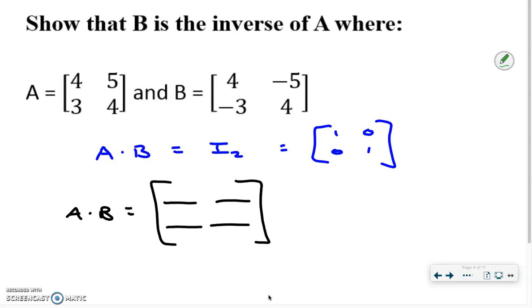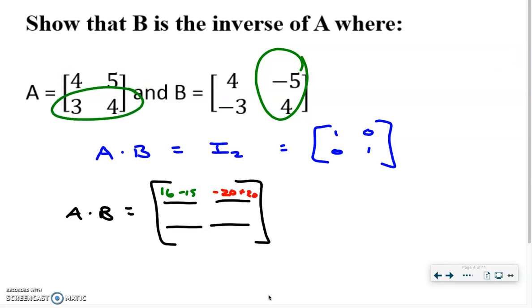All right. So with your help, row 1, column 1. Row 1 times column 1. All right. So 4 times 4 is 16. Second element is 5 times negative 3 is negative 15. Good. All right. Row 1, column 2. First element's 4 times negative 5 is negative 20. Second element's 5 times 4 is 20.